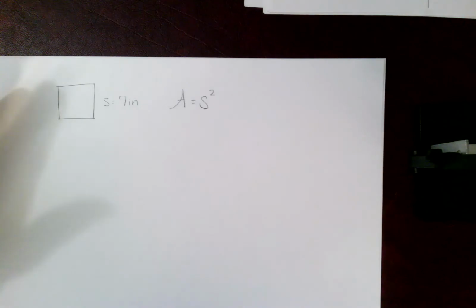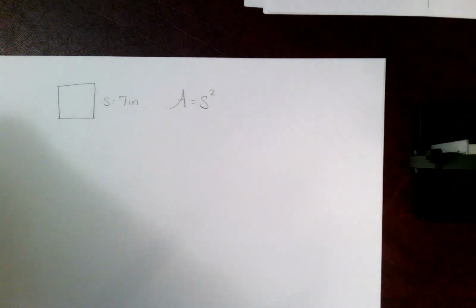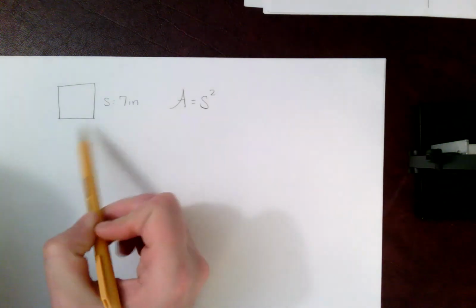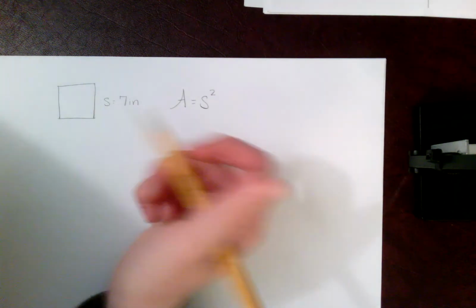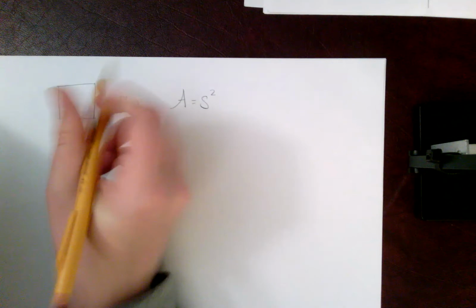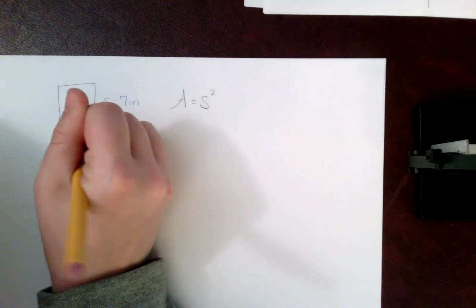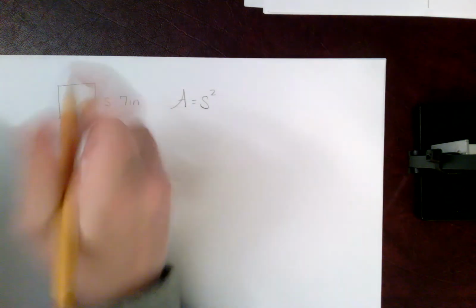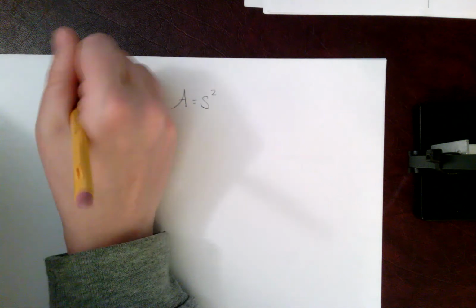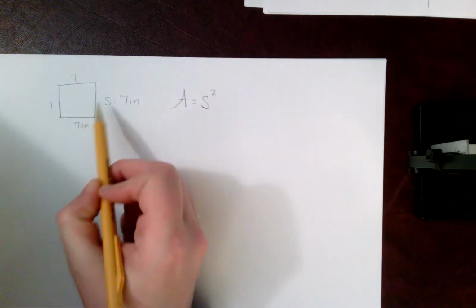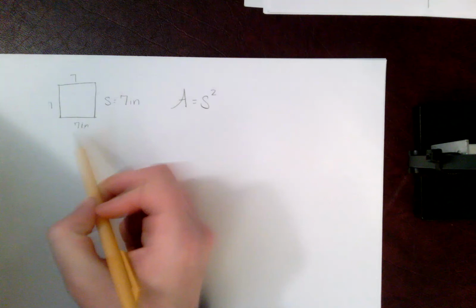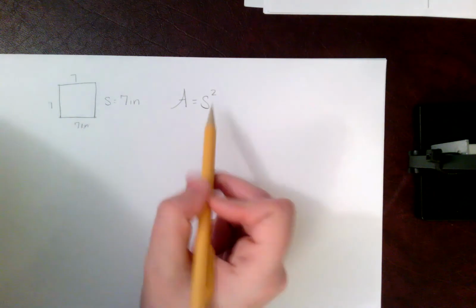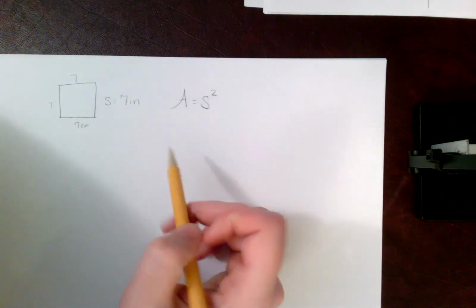Usually you're used to hearing that the area of a rectangle is length times width, or side by side. But if you notice, or you do know, that squares have all equal sides. So if this is 7 inches, this is 7 inches, this is 7 inches. So side by side, or length times width, these are the same numbers. So that's how you get the squared, okay?